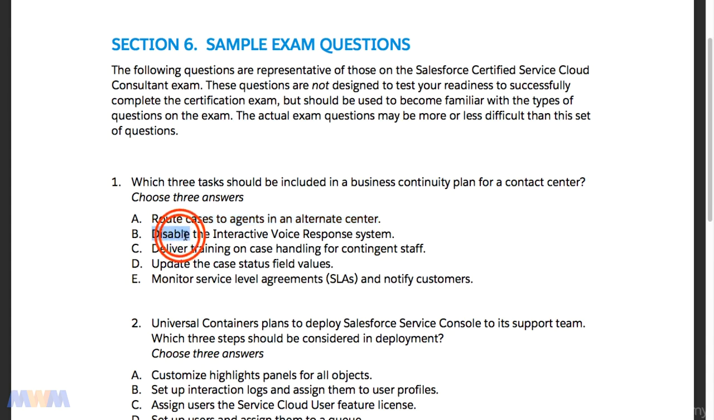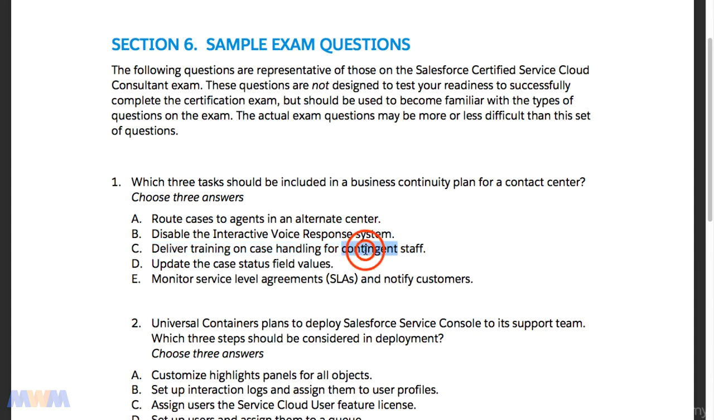Now, you don't want to disable the interactive voice response system, also known as IVR, because that is when calls are coming in. If you ever have called into a support center saying, press 1 or say yes, or press 2 or say no, that's the interactive voice response system. You don't want to take down or disable your entire call system. You just need to route those calls to an alternate center. So B is incorrect.